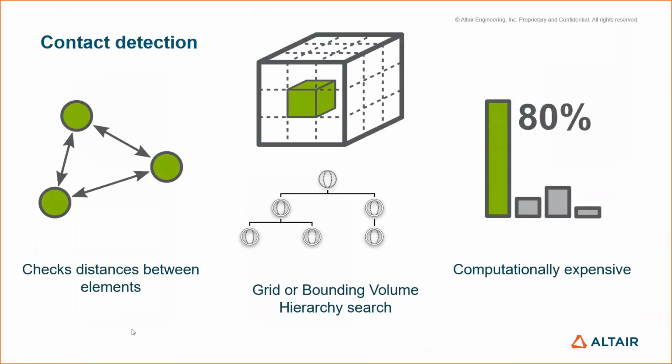Another important aspect of DEM is contact detection. This process is really very computationally expensive, and together with the force calculation takes around 80% of the DEM computational effort. This is because it involves continuous checking of the distances between elements in the simulation. And if you have thousands or millions of elements, then there's a lot of checking to do. This can typically be a grid or a bounding volume hierarchy search method.